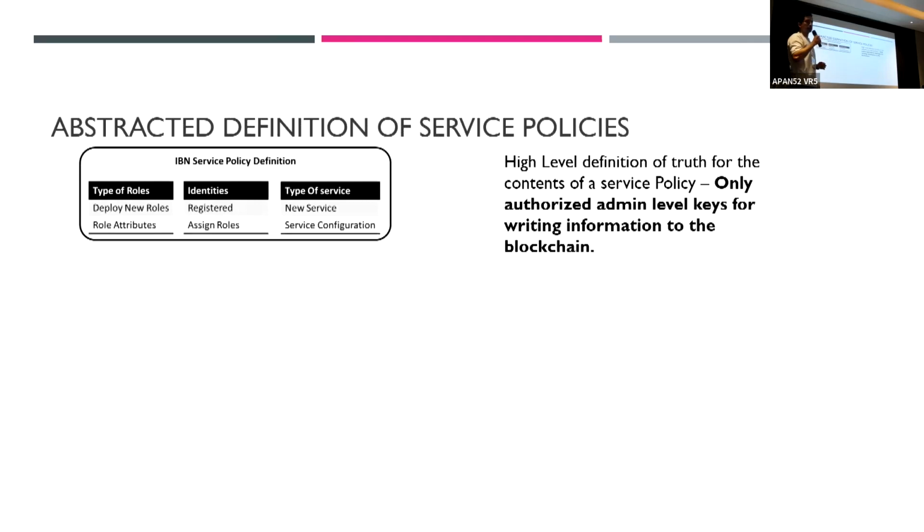So, for content-based networking type of functionality, we have a higher layer of definition of types of roles, identities, types of services, in the same fashion, so that we can give some abstraction of what to provide inside the network itself.